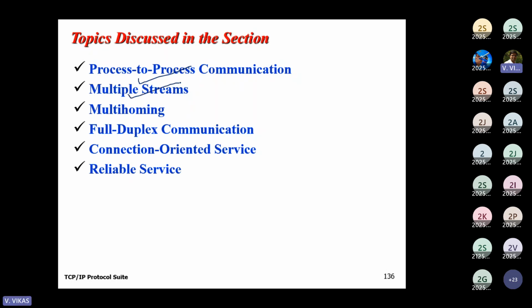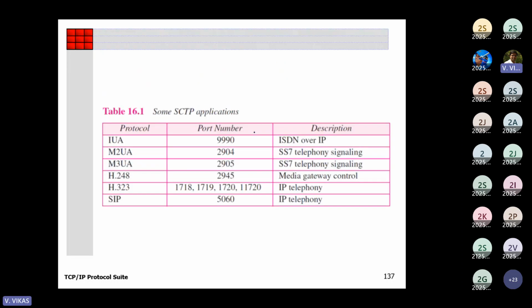Next, multiple streams. In TCP, we saw stream-oriented service with a connection between different segments. When we go with multiple streams, we have multiple connections, multiple lines or streams going from server to client or client to server. We will see these things again. As you can see, some of the port numbers used for SCTP applications are all multimedia related applications.